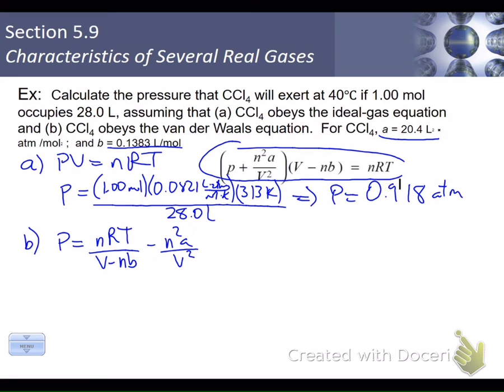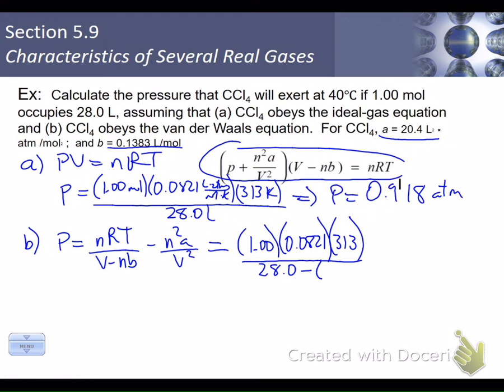So I'm going to go ahead and plug in all those values. We have the same 1 mole. I'm going to skip my units, if that's okay. 0.0821 for R, and still the 313 for temperature. So far it looks just like the ideal gas law calculation. Here's where it's a little different. We're going to correct for the volume, 28 liters, minus, we have 1 mole of gas with a correction factor of 0.1383 for CCl4. It's a pretty big gas.